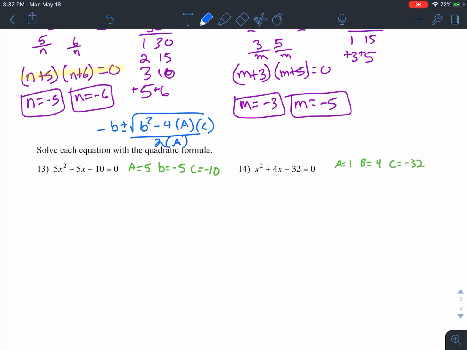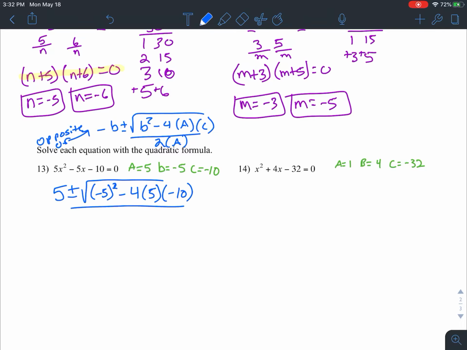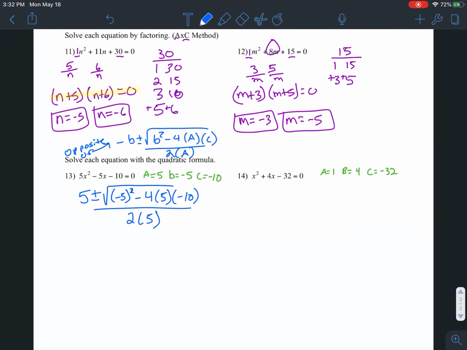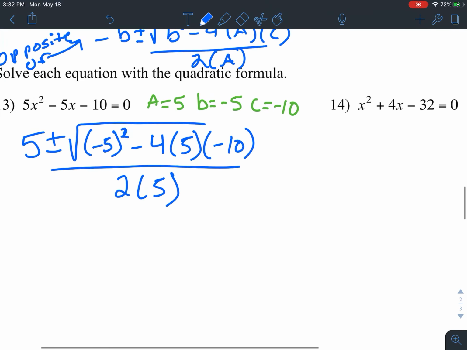So for number 13, remember, this means opposite of b. Right now my b is negative 5, so this is going to actually be a positive 5, plus or minus the square root of negative 5. When the b is negative, put the negative in parentheses, okay? Minus 4 times my a, which is 5, times my c, which is negative 10. Put it all over 2 times 5. Okay, and then we would have to solve using a calculator and doing all that stuff.